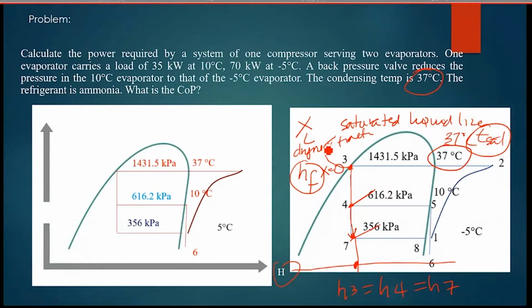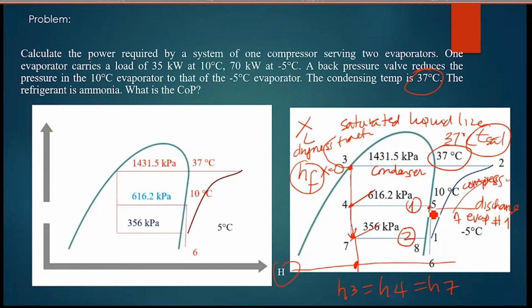Now, H5. Look at this H5. Where is this situated? The point 5. You see this? 4, 5. By the way, what is point 5? The discharge of evaporator number 1. So evaporator 1, evaporator 2, condenser. There's only one condenser, right? This is the compressor.